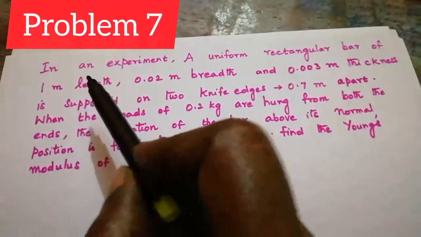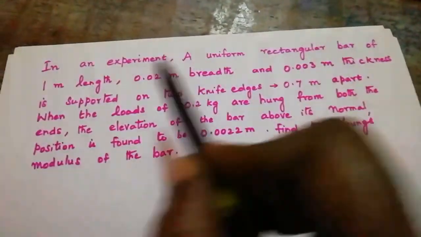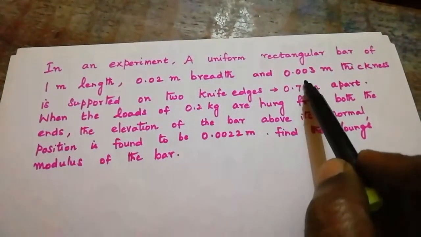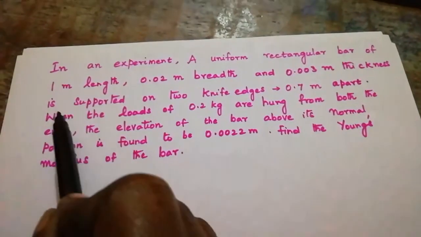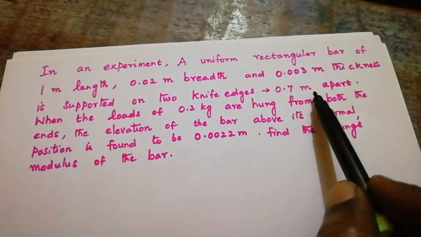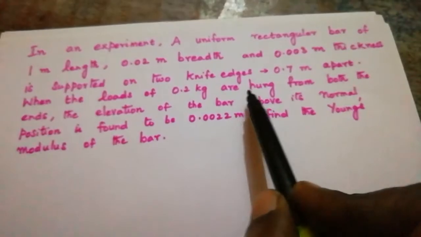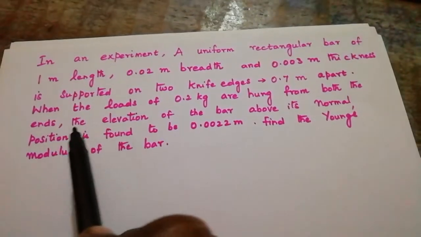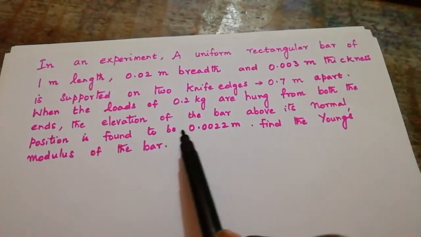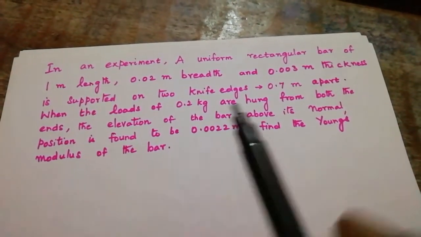The next problem is: in an experiment, a uniform rectangular bar of 1 meter length, 0.02 meter breadth and 0.003 meter thickness is supported on two knife edges which are 0.7 meter apart, with loads of 0.2 kg hung from both the ends. The elevation of the bar above its normal position is found to be 0.0022 meter. Find the Young's modulus of the bar.